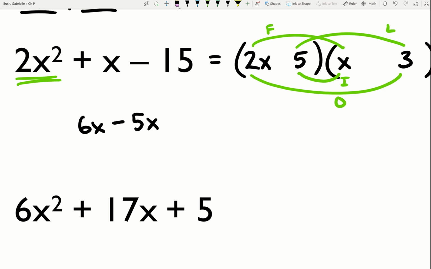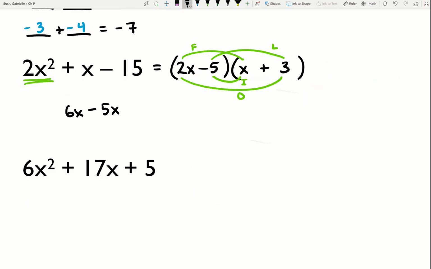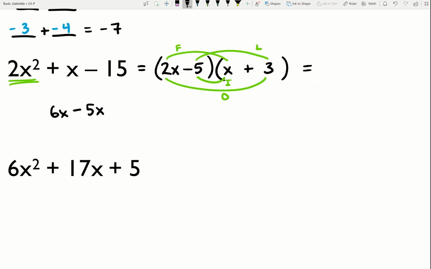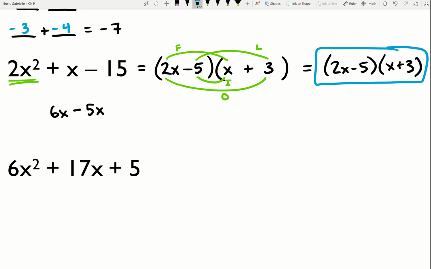So in order to go ahead and leave us with a positive 6x, I think this would have to be positive here, because that means the O in FOIL becomes 2x times positive 3. And then this guy can be our minus sign here for our negative. Okay, so that'll give us our minus 5x. So our final result here is just going to be 2x minus 5 times x plus 3, and that will be our final result. Okay?